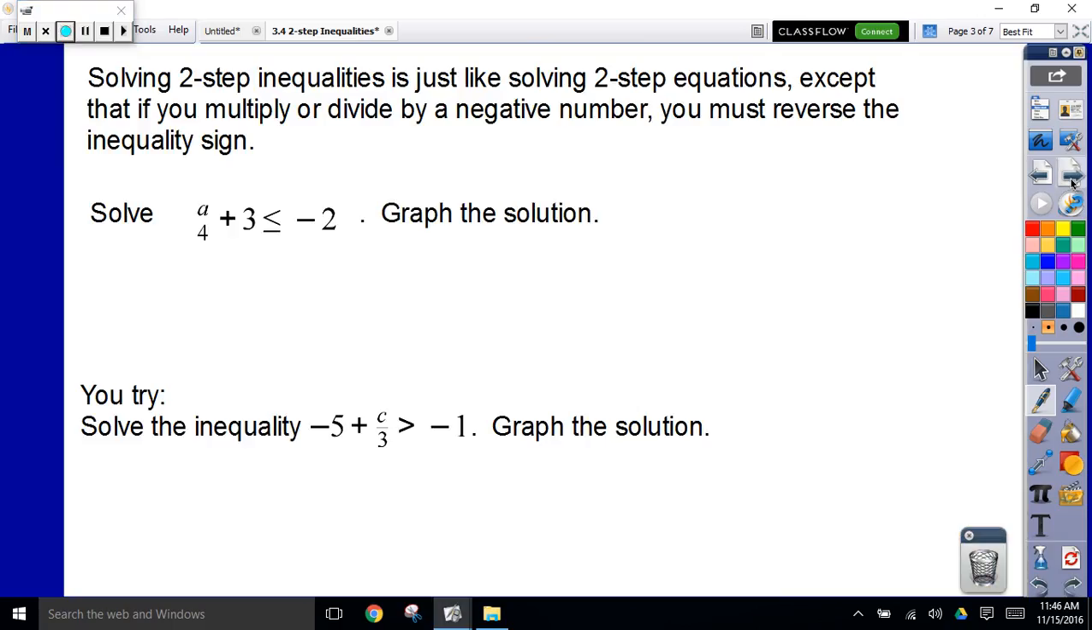Okay, and I said that again up here. Solving two-step inequalities is just like solving two-step equations, except that if you multiply or divide by a negative number, you must reverse the inequality sign.